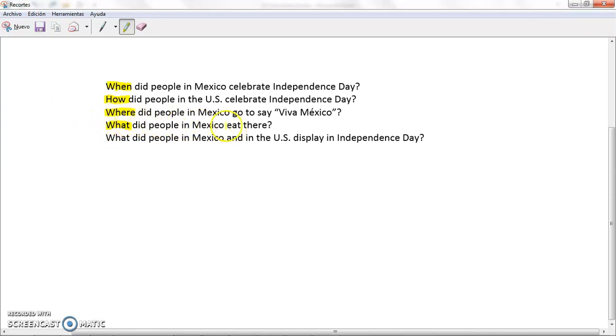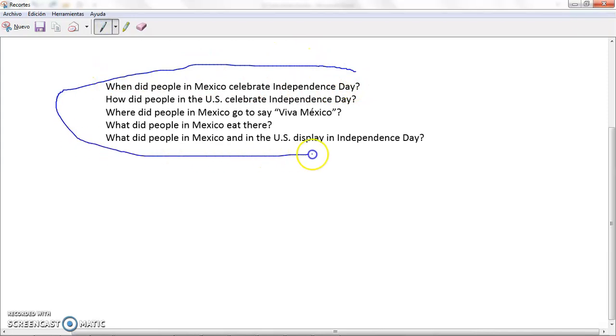What did people eat there? What again? What did people have in common? What do they display? If you have a little bit of a problem trying to understand the meaning of some words, go and look for them in the dictionary. It's okay to use it. You can do it. You are learning English, and what we want you to do is to do it in the proper way. Once that you have this, please send it to my email.